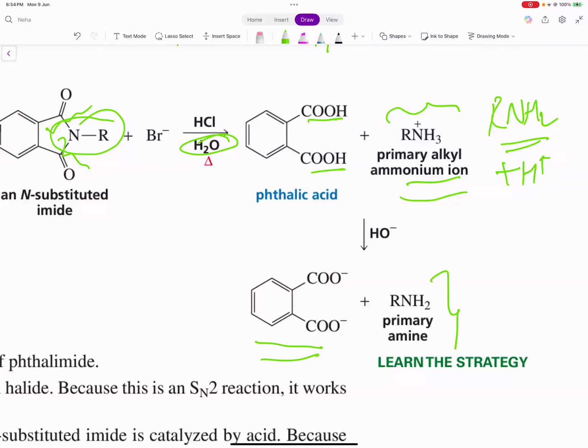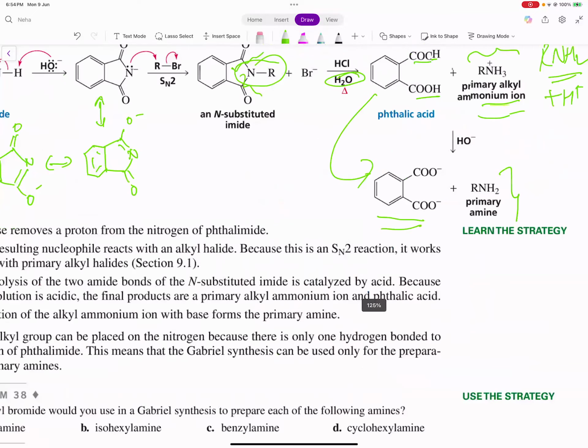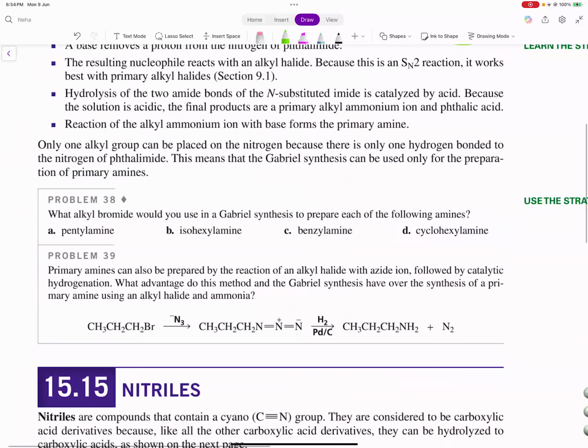And also phthalic acid will react with base and it will become a carboxylate anion. So in the multiple options, they'll add like COOH plus RNH2, COO minus plus RNH3 plus. Got it? Okay. Nice. 38 is what you have to do.